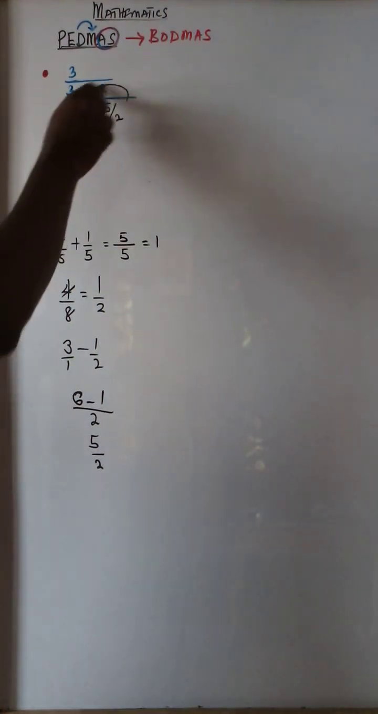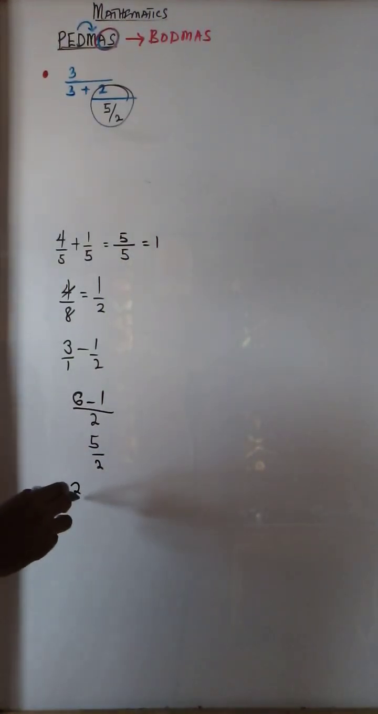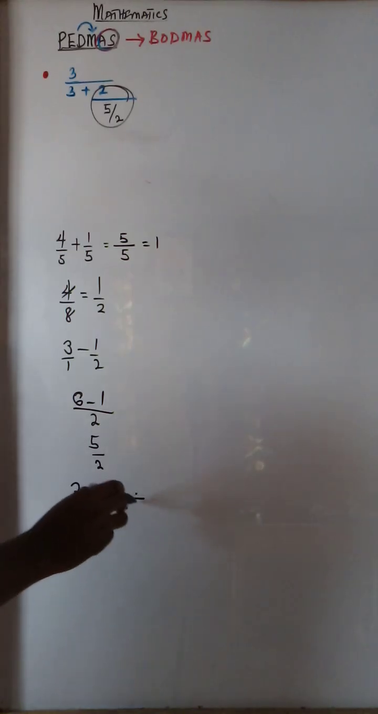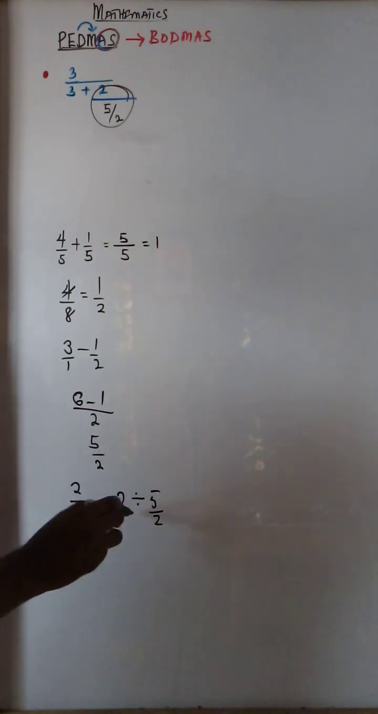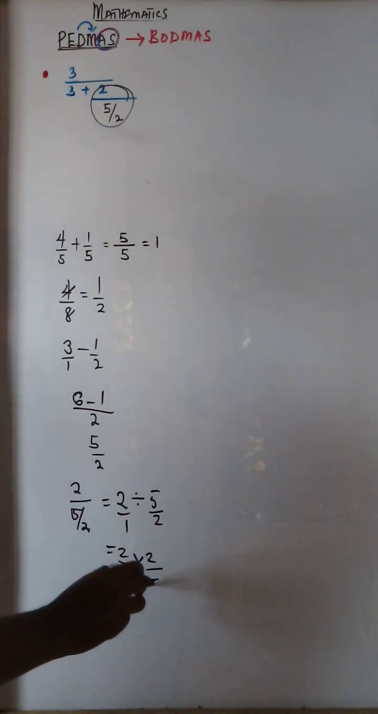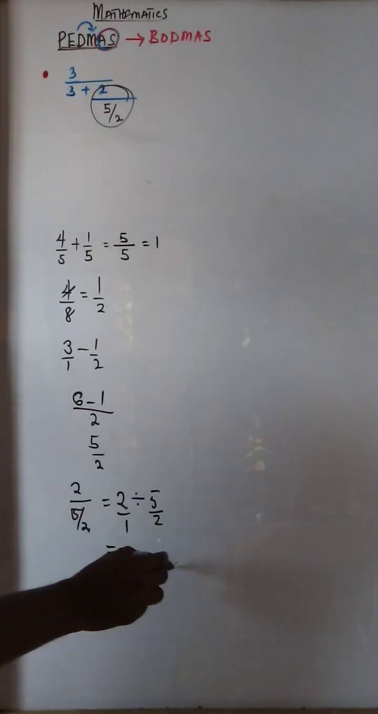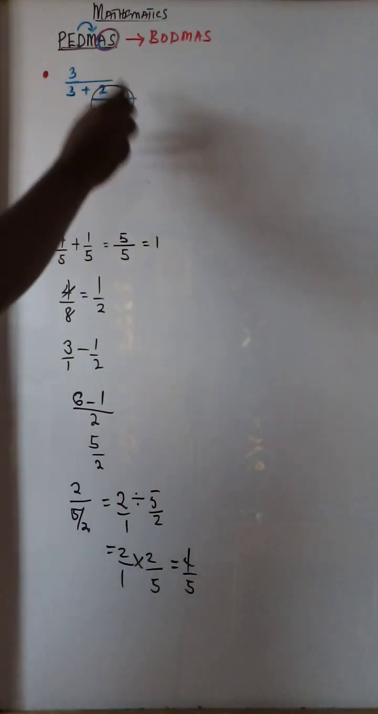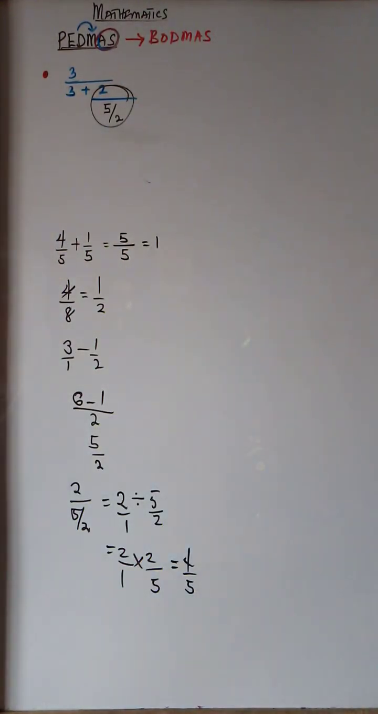The whole of this: we have 2 divided by 5 over 2. I can write the 2 as 2 over 1, so that's 2 over 1 times 2 over 5. Multiplying, 2 times 2 is 4, and 1 times 5 is 5. So everything here is 4 over 5. You can replace everything there with 4 over 5.